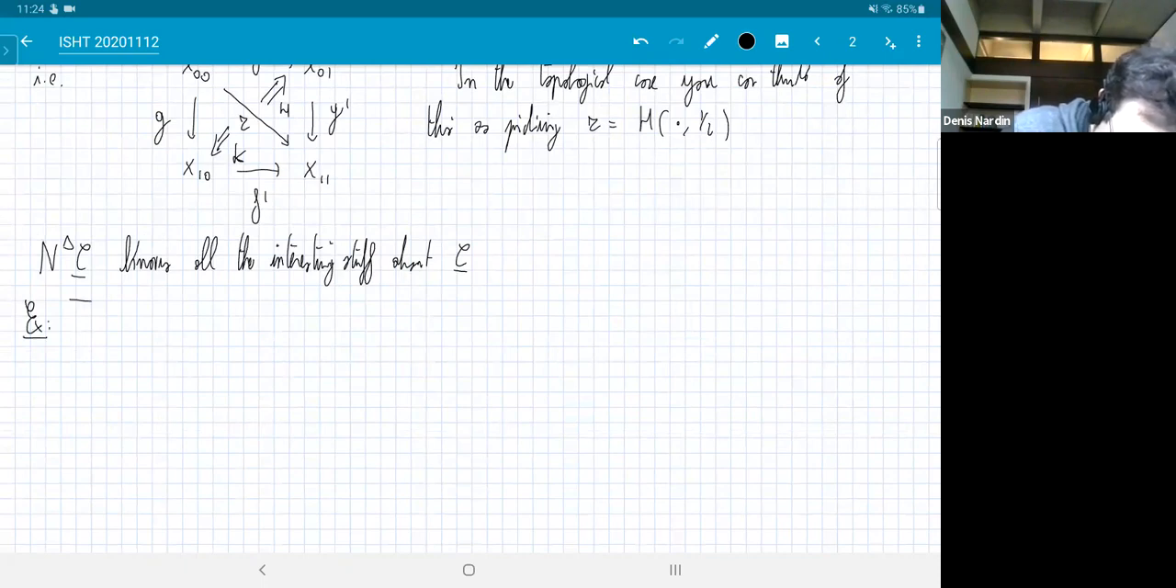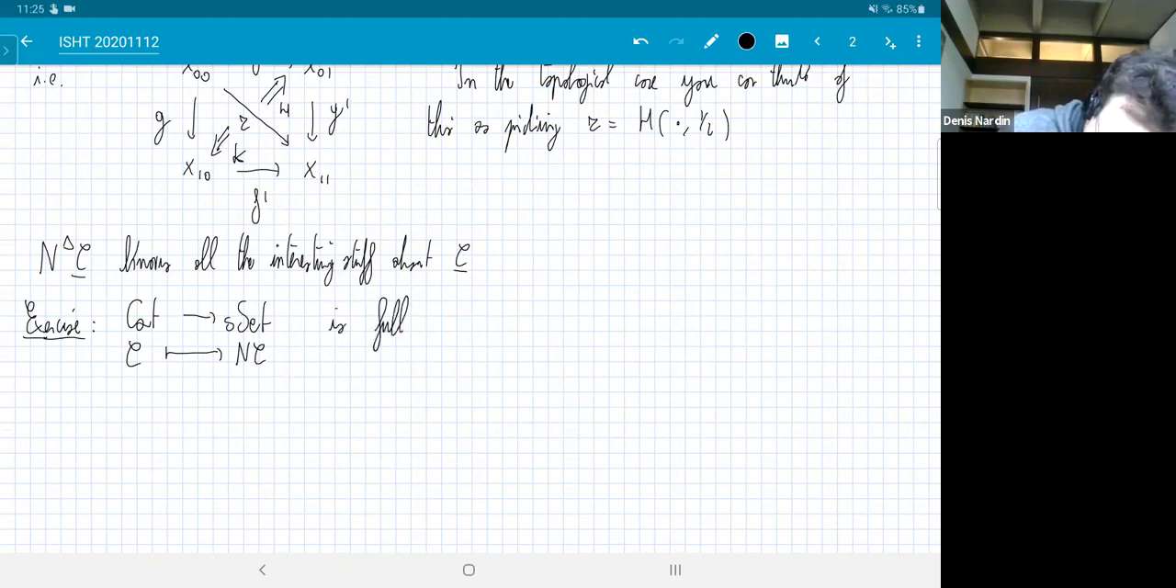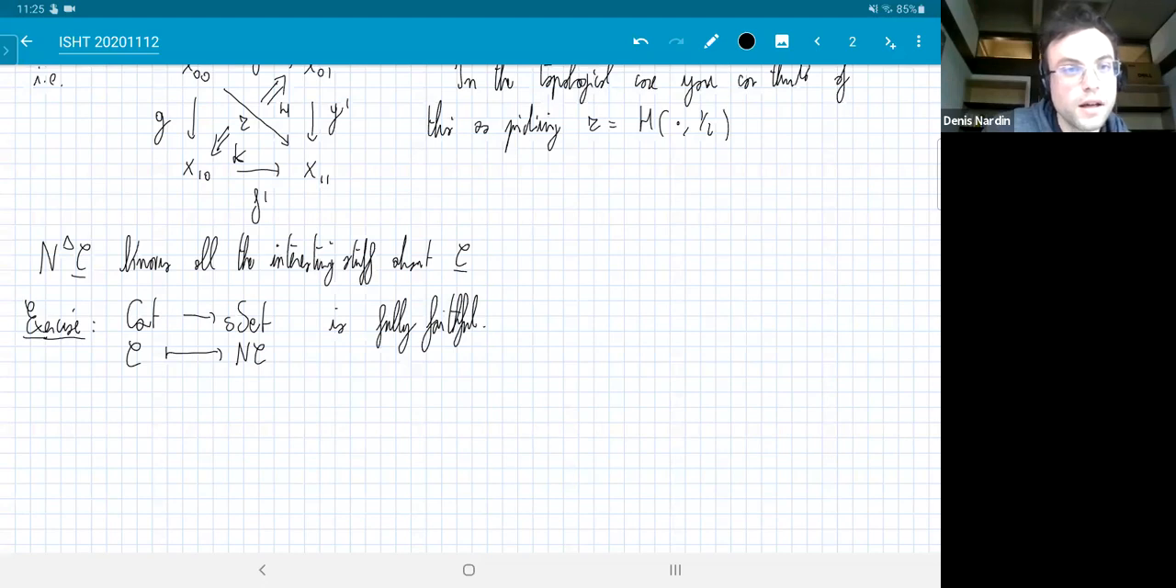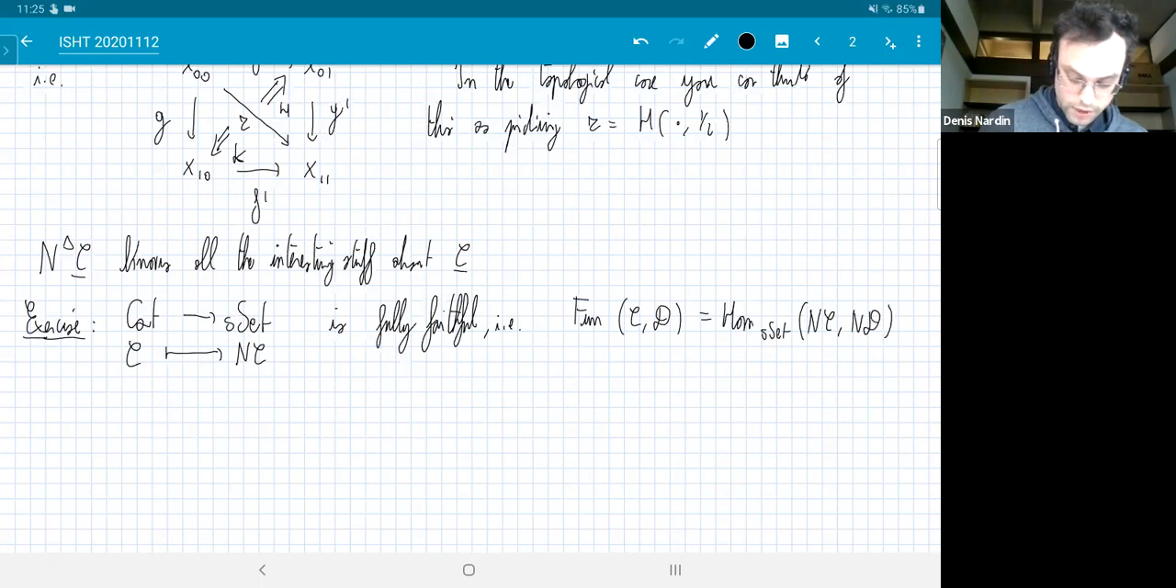An exercise, actually. We have a map from Cat to simplicial sets, which is the nerve, and it is fully faithful. That is, the set of functors from C to D is the same as Hom of simplicial sets from the nerve of C to the nerve of D. And I'm not going to do that. I don't know, did Pavel do it? Yeah, okay, good. So you can see that for ordinary categories, the nerve captures everything.